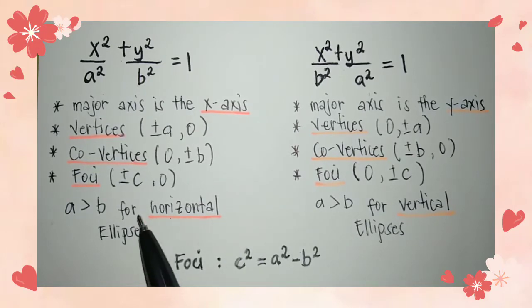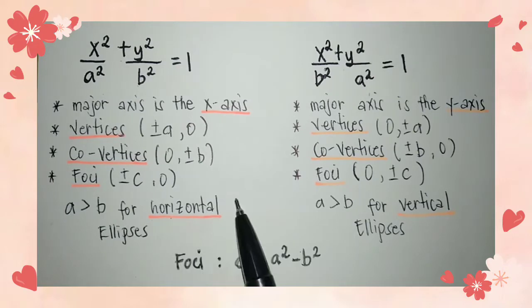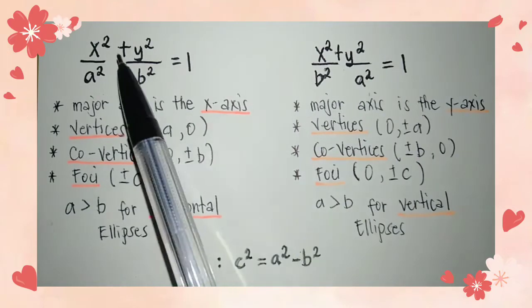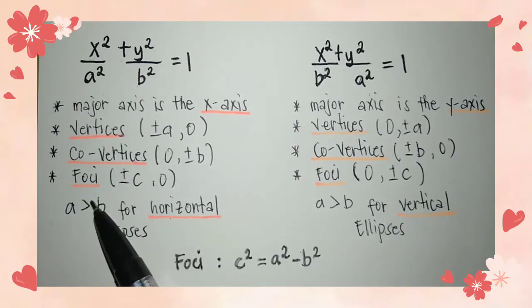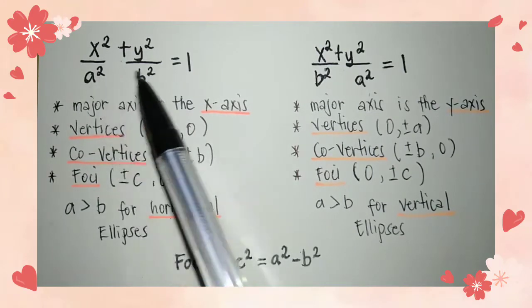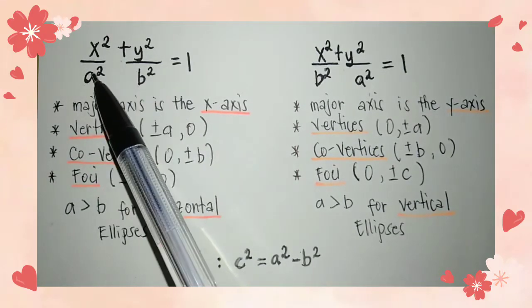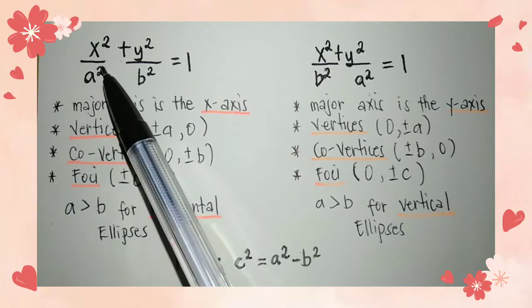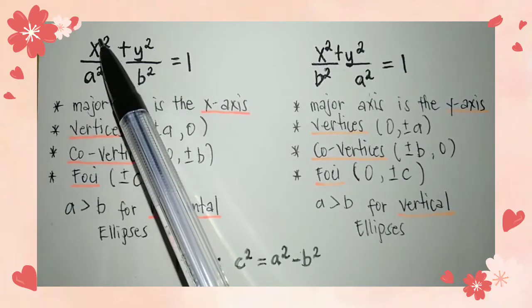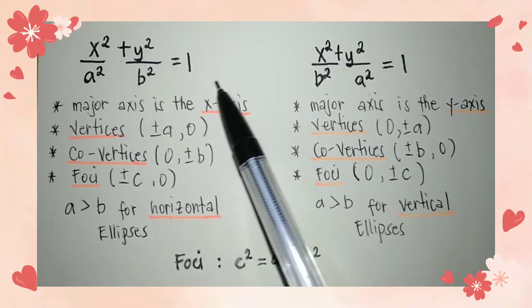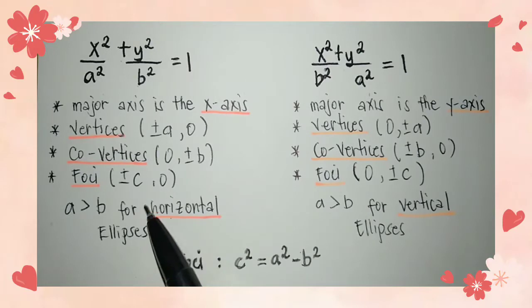Why is it the same, ma'am? Why is A greater than B for horizontal, and A greater than B for vertical too? Take a look at the equation. A is always the greater value, whichever is the higher value. Where is A located? Under X, right? Meaning to say, our major axis is on the x-axis, which is why it is called horizontal.